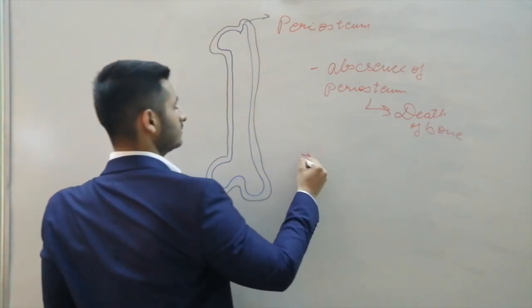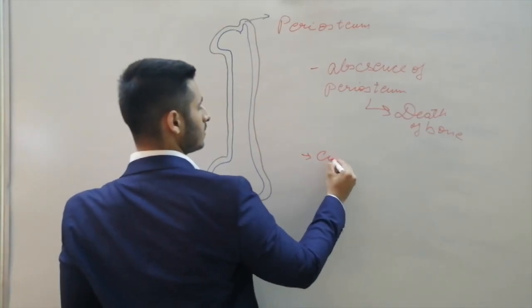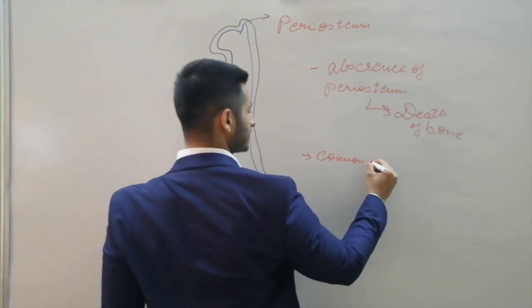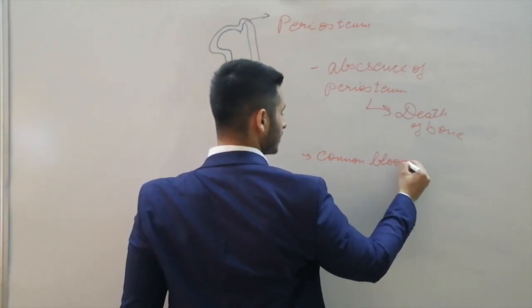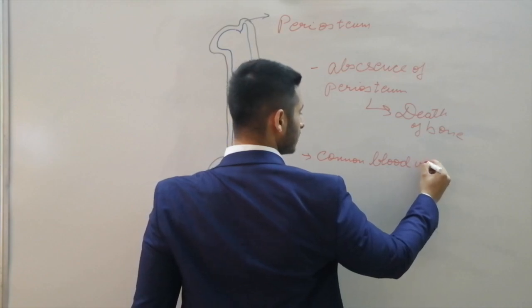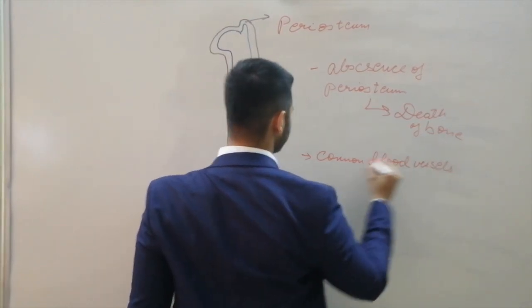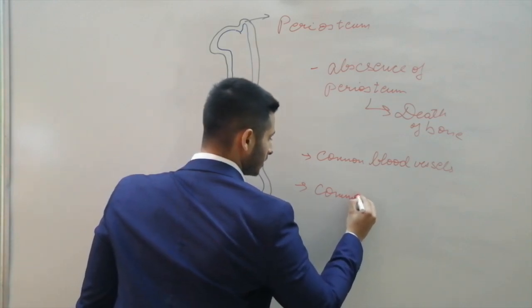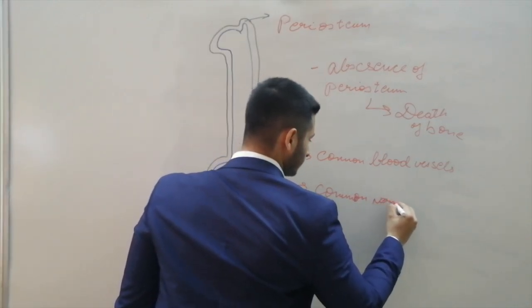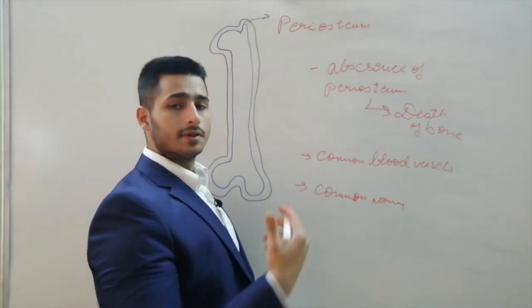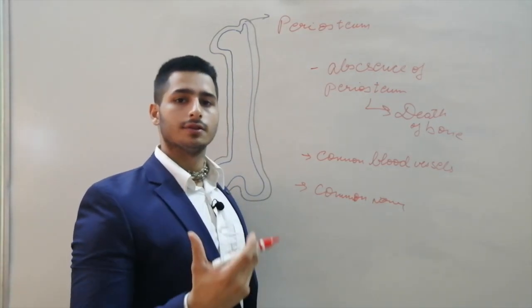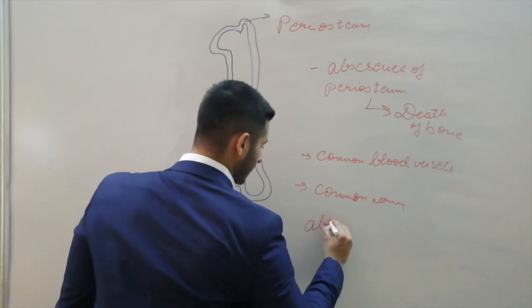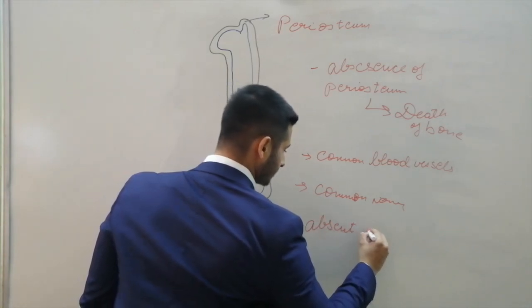Now the periosteum and the bone have common blood vessels. They also have a common nerve. Now there is one place where the periosteum is absent, and that is the joints. Periosteum is absent at joints.